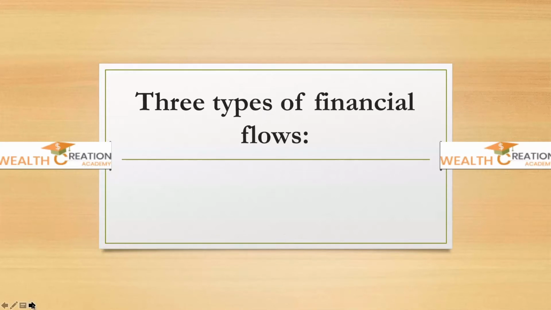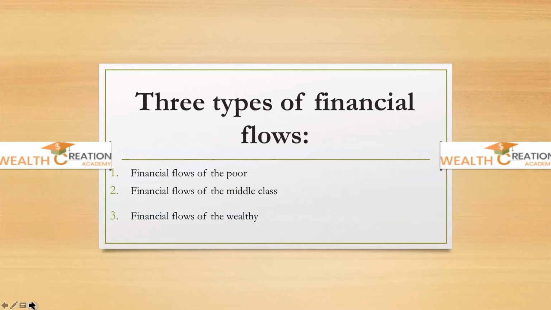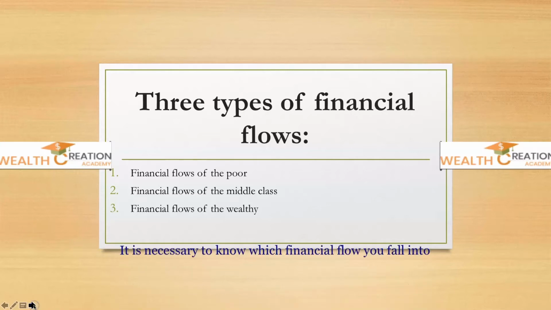Now, let's talk about the 3 types of financial flows. Okay, there are 3 types that we can name. The first one is the financial flow of the poor. We've got the financial flow of the middle class, although this one is actually disappearing right now, because the middle class are becoming the poor category. Then we have the financial flow of the rich or the wealthy. You know, it's very sad, but this is going on.